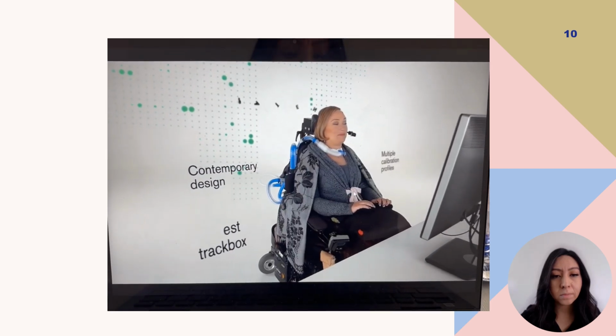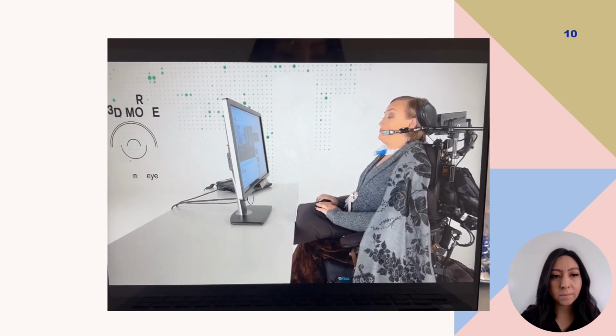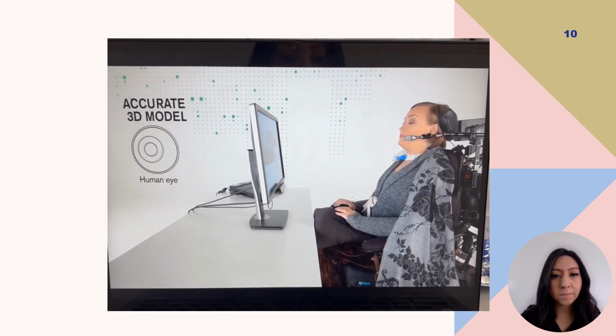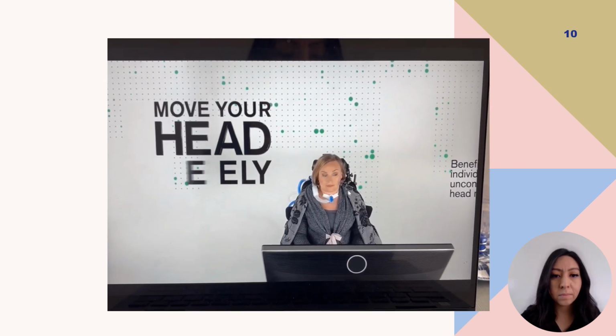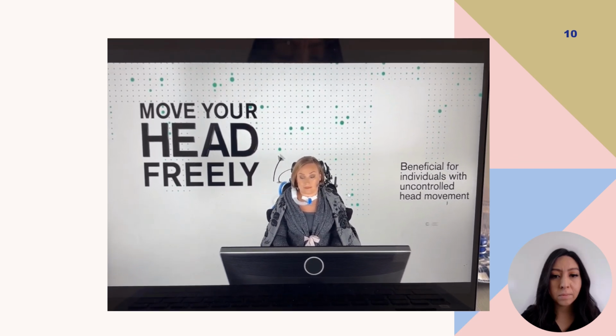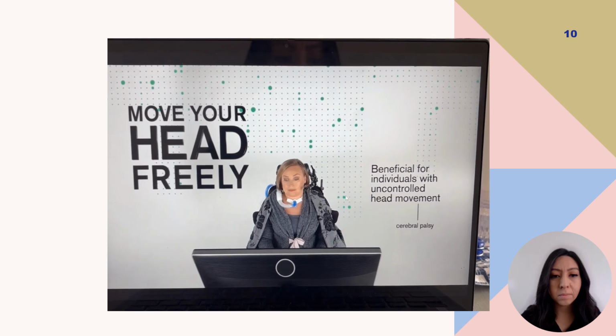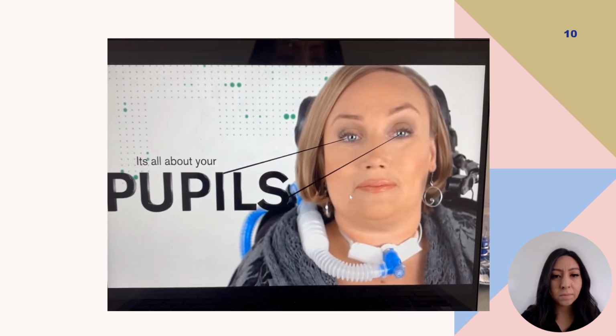There are certain things that set Tobii Dynavox eye trackers apart from others. Besides an unprecedented patent portfolio and many technical details, one is the fact that we use a unique and very accurate 3D model of a human eye. With this model, you don't need to keep your head still when using a Tobii eye tracker. In fact, you can move your head freely without any significant loss of precision or accuracy. This is particularly beneficial for individuals with uncontrolled head movement, such as those with cerebral palsy. For accurate eye tracking, the eye tracker needs to find your pupils.